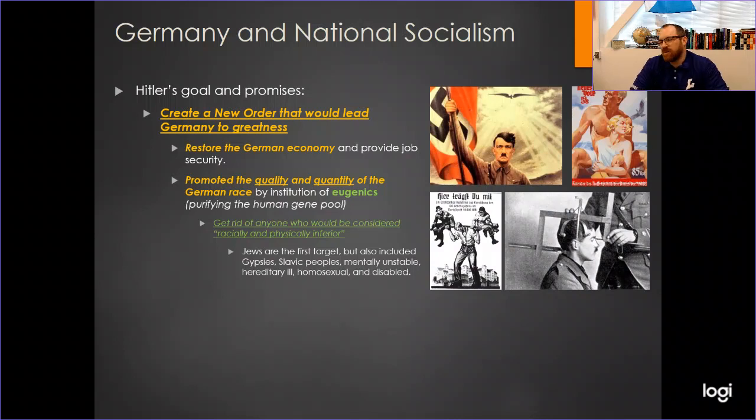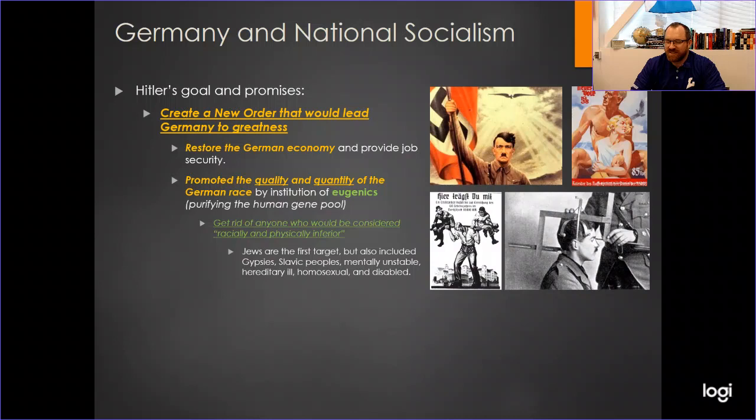The propaganda poster you see to the left is this idea that Germany would be so much better off if we could just get rid of these people. Just get rid of them and we'll be a lot better off. And then you also see propaganda posters up top. This whole idea of what the perfect family is, and this work of the term Aryan.